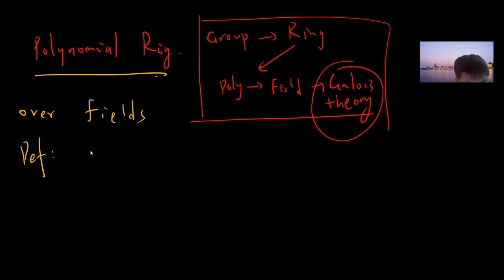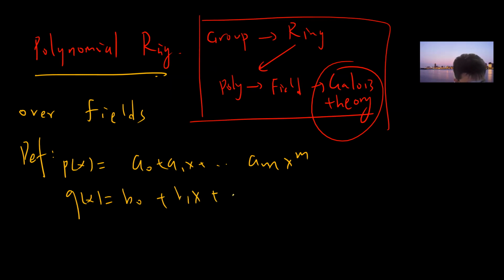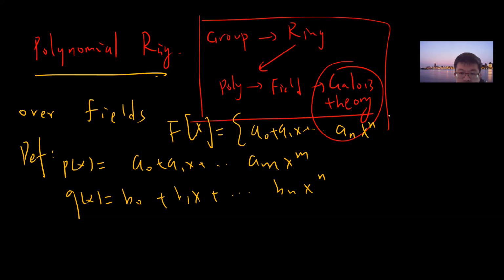So, definition. Let's say P of X is a0 plus a1 X up to an X^n, and Q of X is b0 plus b1 X up to bn X^n. Sorry, I'm stupid. F bracket X is defined to be a0 plus a1 X up to an X^n, where all ai belong to a field. This is called the polynomial ring over a field.